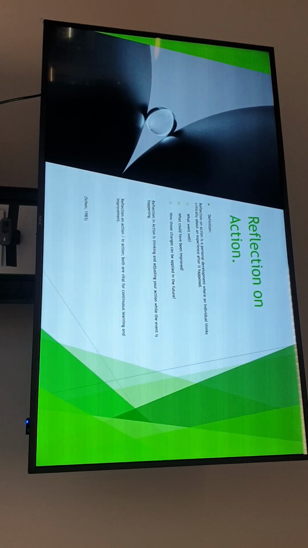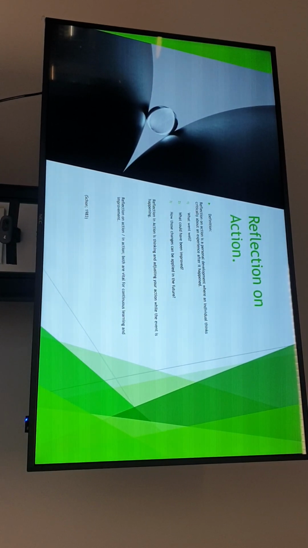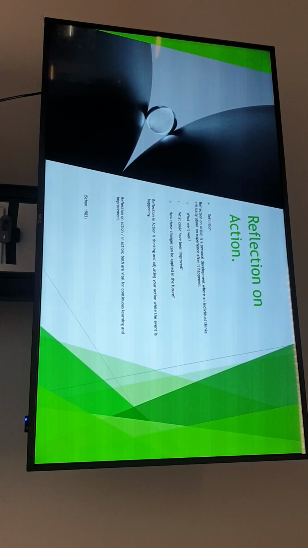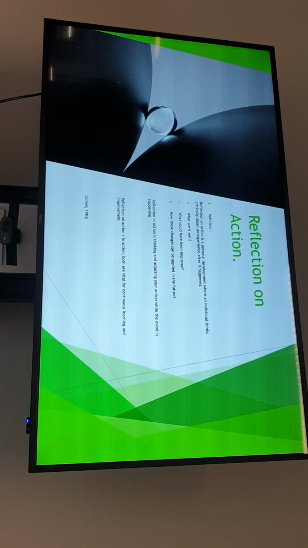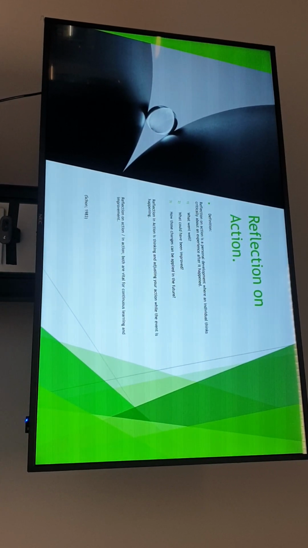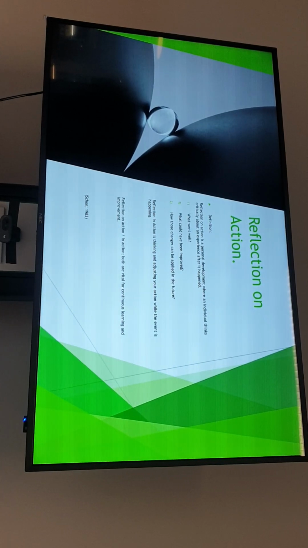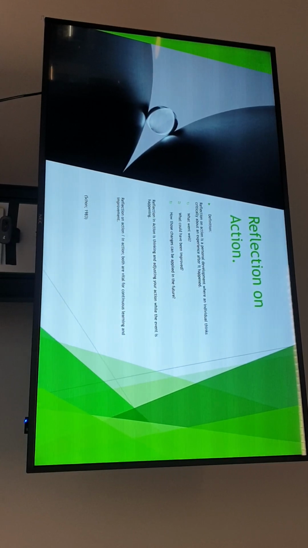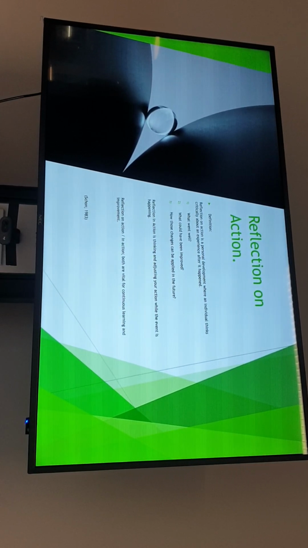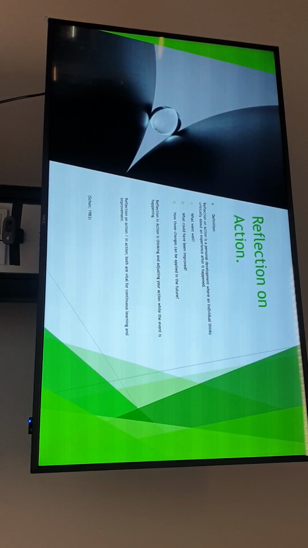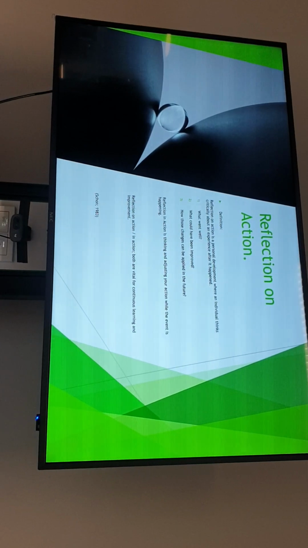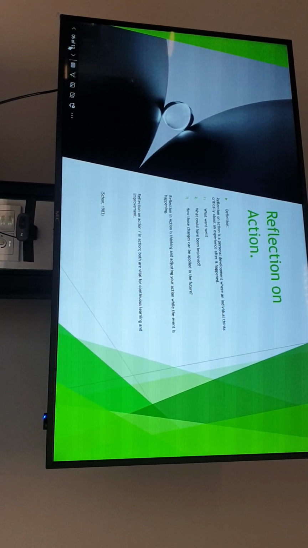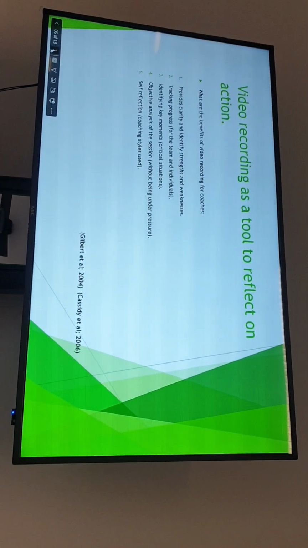According to Schoen, reflection on action is a personal development where an individual thinks critically about an experience after it happened: what went well, what could have been improved, and how those changes can be applied in the future. Reflection in action is the opposite: adjusting your actions while the event is still happening, and both of them are vital for continuous learning and improvement. Moving on to the next slide.